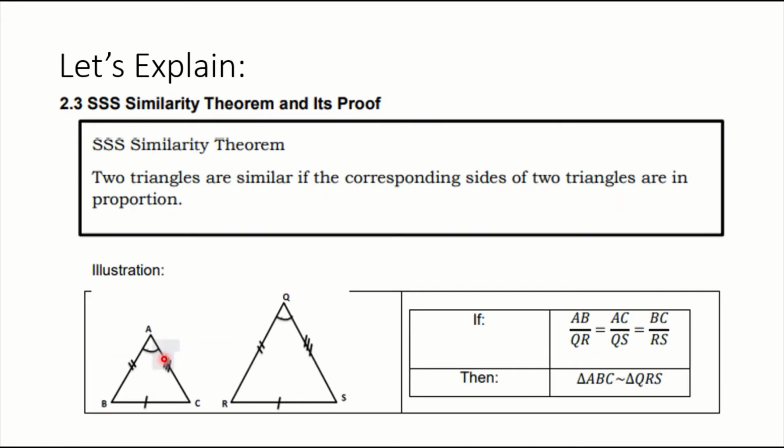Another one, the SSS theorem, or side-side-side. Two triangles are similar if the corresponding sides of the two triangles are in proportion. If AB over QR is equal to AC over QS is equal to BC over RS. For example, AB and QR are the ones you pair in the ratio, because they should go together. Then triangle ABC is similar to triangle QRS.